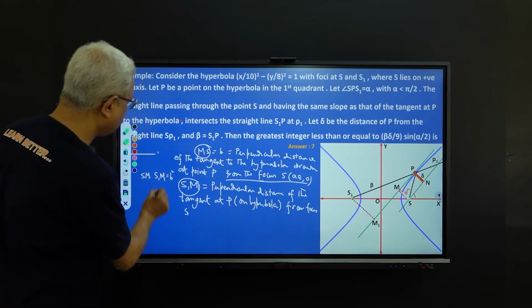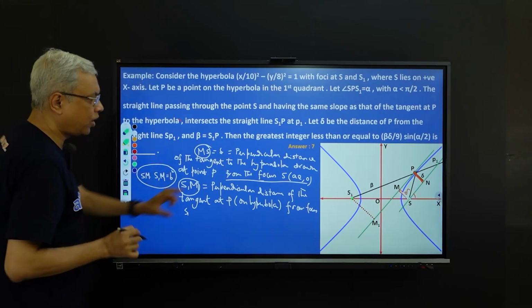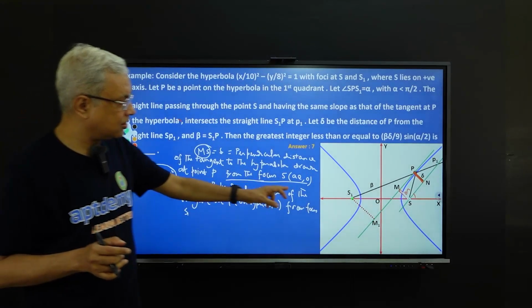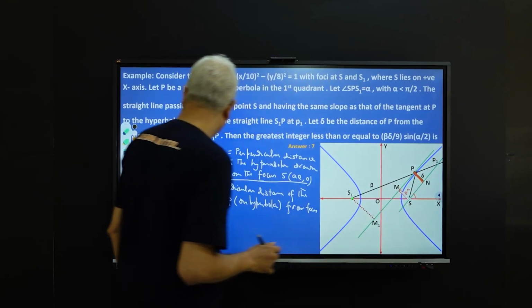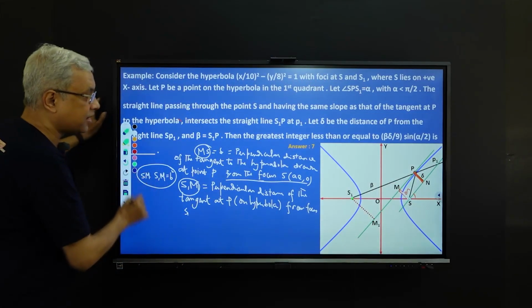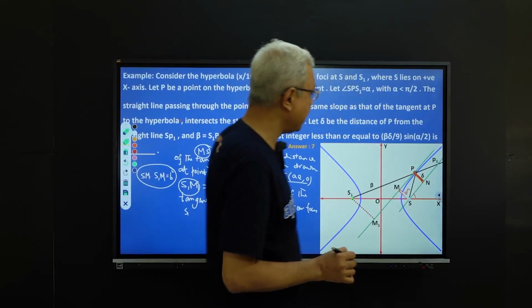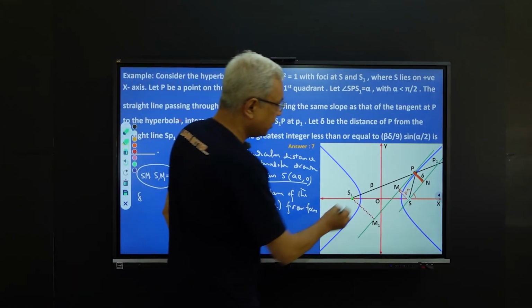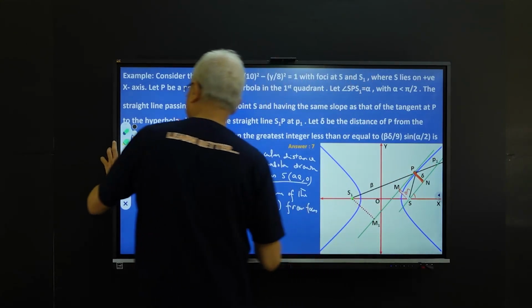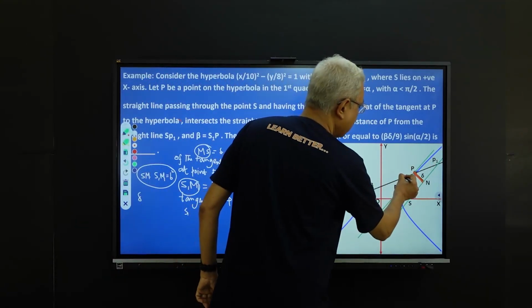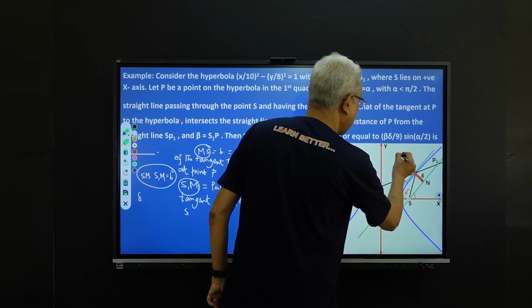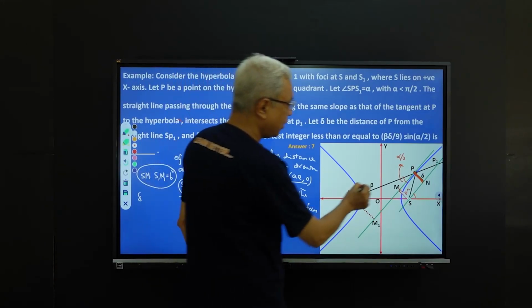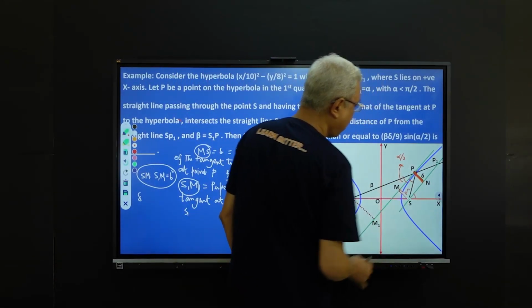Is it okay? Because we have learned that the product of the perpendicular distances drawn from the foci on a tangent is B square. So what is SM? SM is nothing but PN. So it is delta. And what is S1M1? So this angle we have already learned. This is alpha by 2. This angle is alpha by 2. Because alpha is the angle SPS1. So if this is alpha by 2, this angle is also alpha by 2.